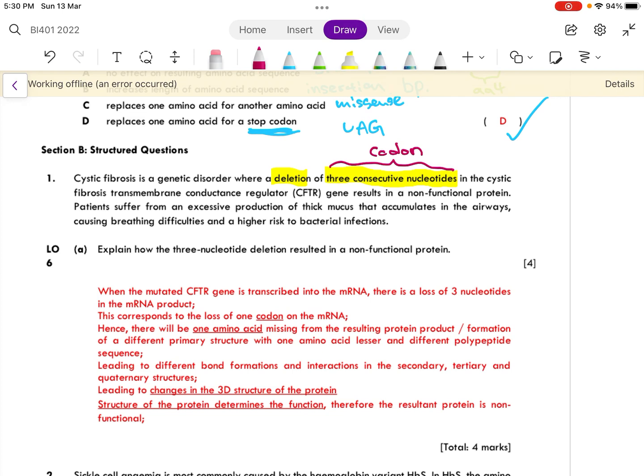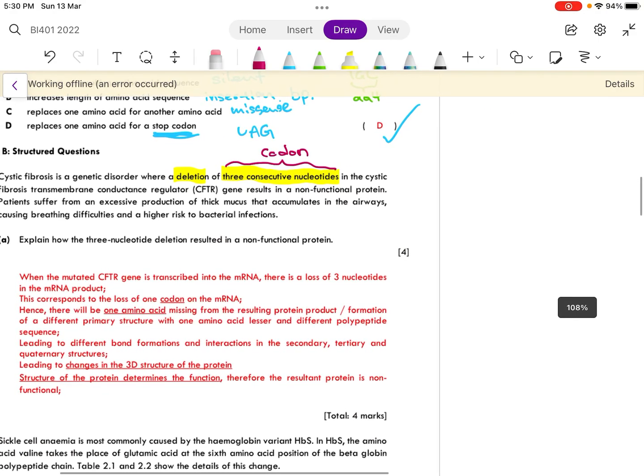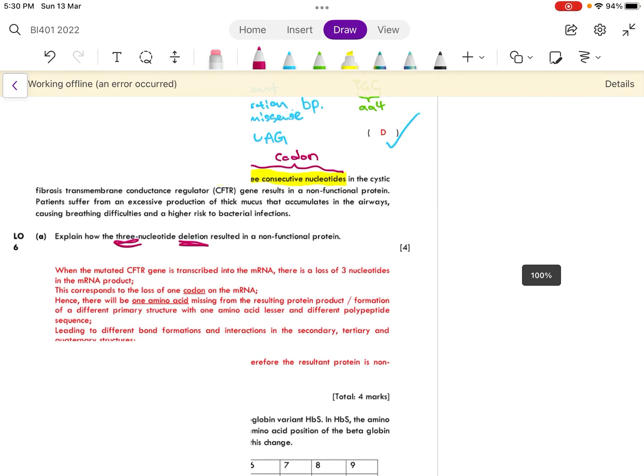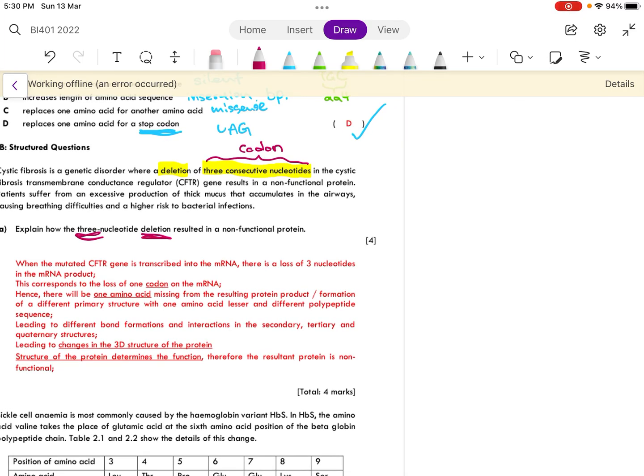As a result, the patients will suffer from excessive production of thick mucus and so on and so forth. So the question asks you, explain how the 3 nucleotide deletion results in a non-functional protein. Okay, first and foremost, as I was marking many of our scripts, I realized that many of us think that a 3 nucleotide deletion can result in frameshift mutation. Okay, I just want to show you why it doesn't really result in a frameshift mutation.